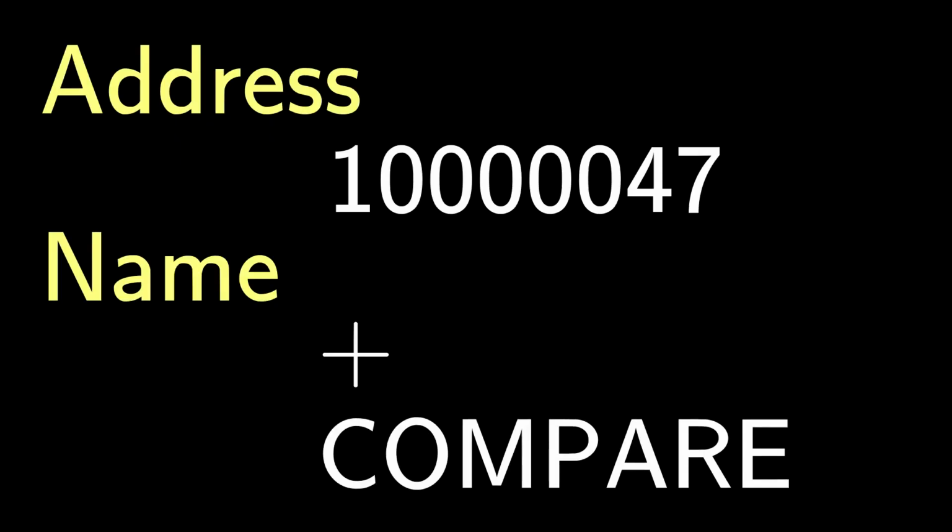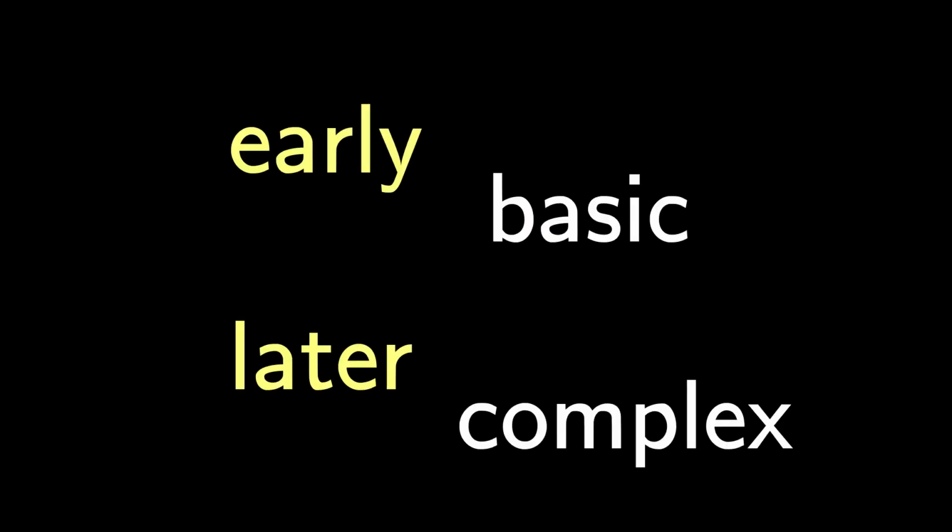With call, we must refer to a subroutine by its address, like 10000047. But as programmers, we really want to refer to a subroutine by its name, like plus or compare. Forth associates names to subroutines by a device called the dictionary. Dictionary as in something that lets you look up words. There are many ways to implement the Forth dictionary, but however you do it, there's a sequence of entries where each entry is essentially a named subroutine. Early entries are basic subroutines, and later entries are often more complex subroutines.